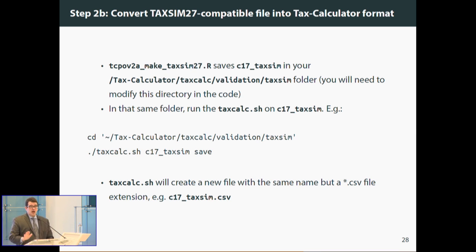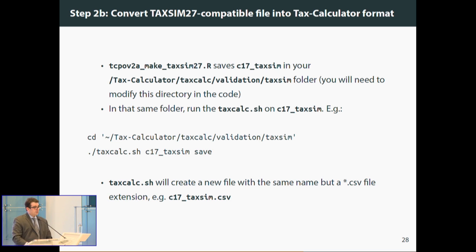Step 2B. For this step, there's actually not code. I mean, I put placeholder code to remind you of what the step is, but there's not actually anything relevant in that code. Because what you're doing here is you're going to take that C17 taxsim file and put it in the folder that is already provided to you by Tax Calculator, which is this validation folder for taxsim, and you're going to run this tax calc script and save it with that notation, or at least that's the notation that I use in a terminal in Mac OS. It might be slightly different for Windows.